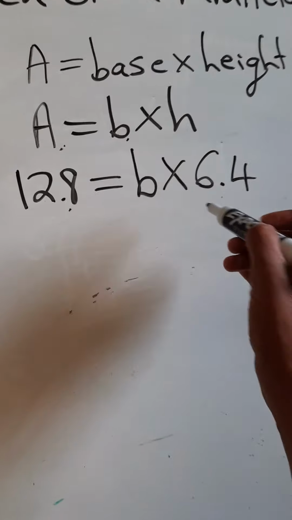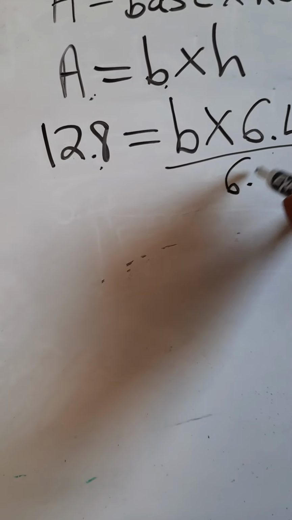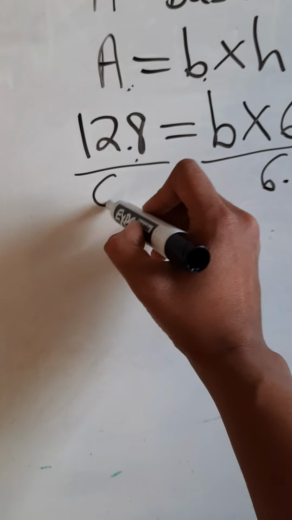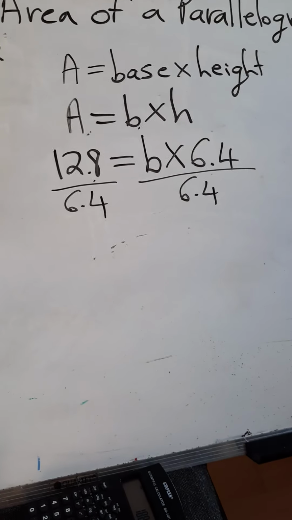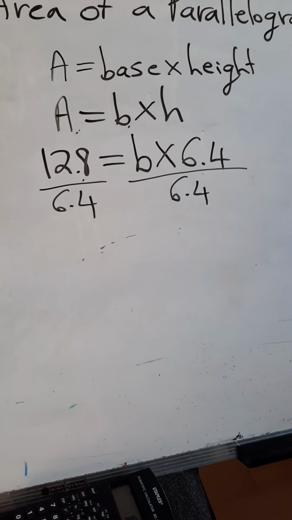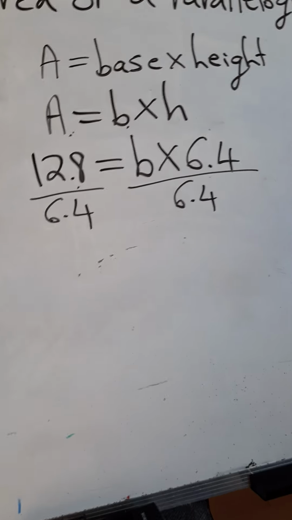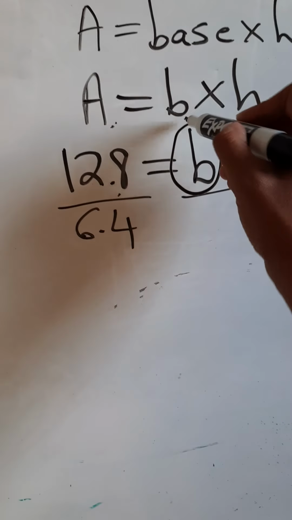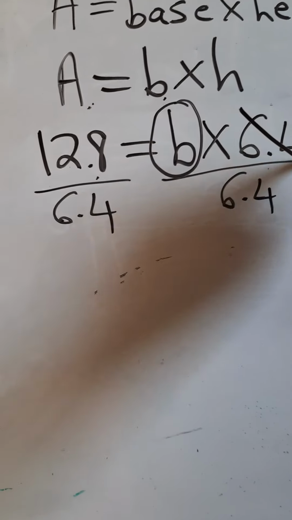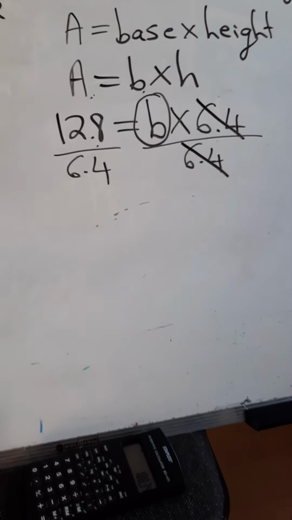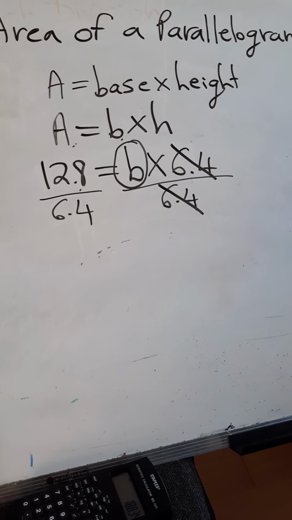What I want to do is just divide both sides by 6.4. Okay, anytime you're wondering what you need to divide by, okay, just look at the number that you want canceled out. In this case, I want the b by itself, so I'm going to circle it. Okay, I want to get rid of the 6.4. That's why I'm dividing it by 6.4 on both sides.